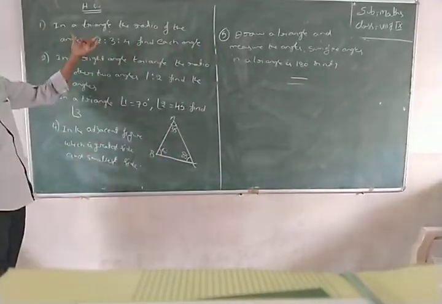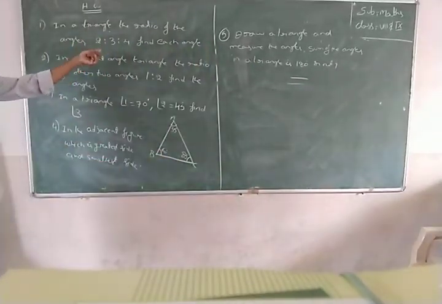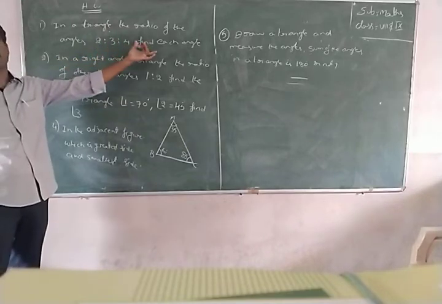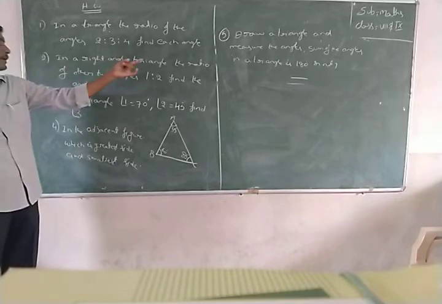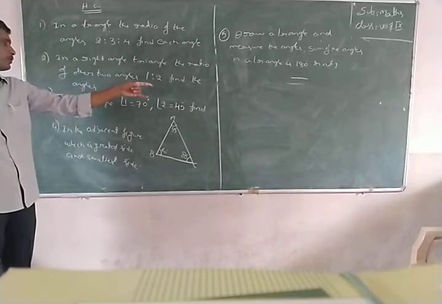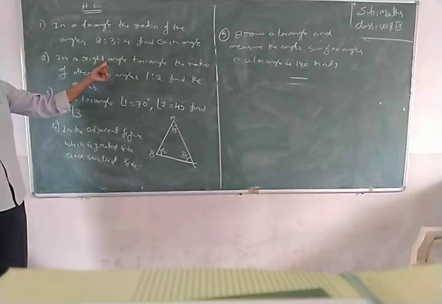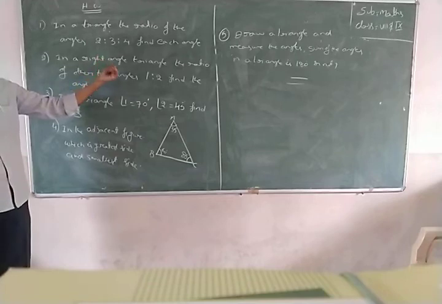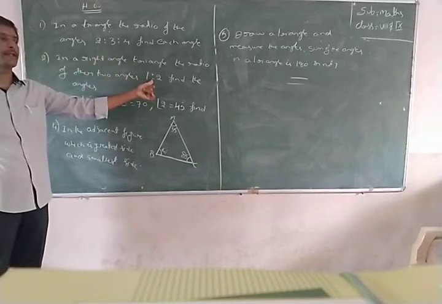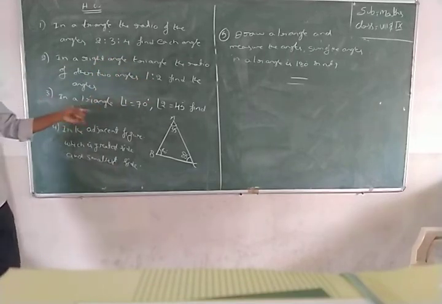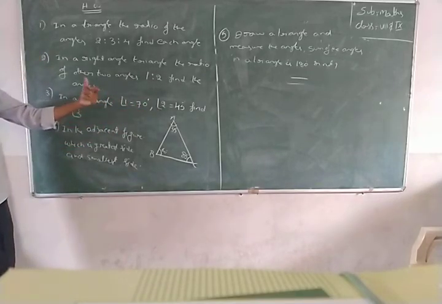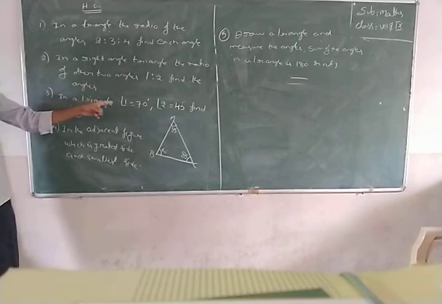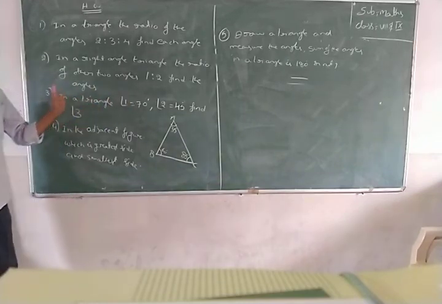Here, homework problems. In a triangle, the ratio of the angles is 2:3:4. Find the angles. Use any method of your choice. Next, in a right angle triangle, the ratio of the other two angles is 1:2. Find the angles. In a right angle triangle, one angle is 90 degrees. Next, in a triangle, angle 1 and angle 2 are given. Find angle 3. The sum of the angles in a triangle is 180 degrees, so angle 1 plus angle 2 plus angle 3 equals 180.